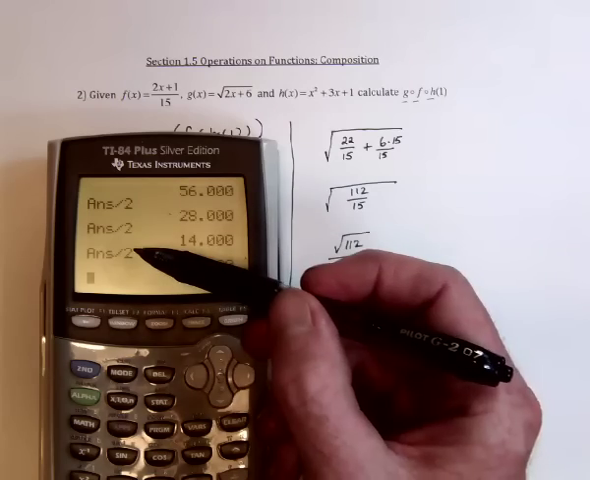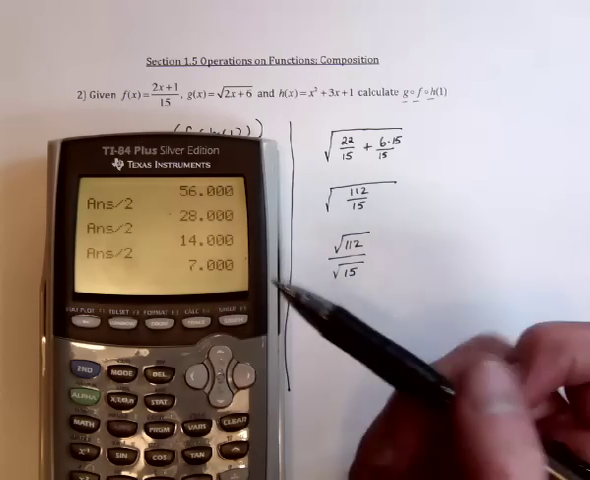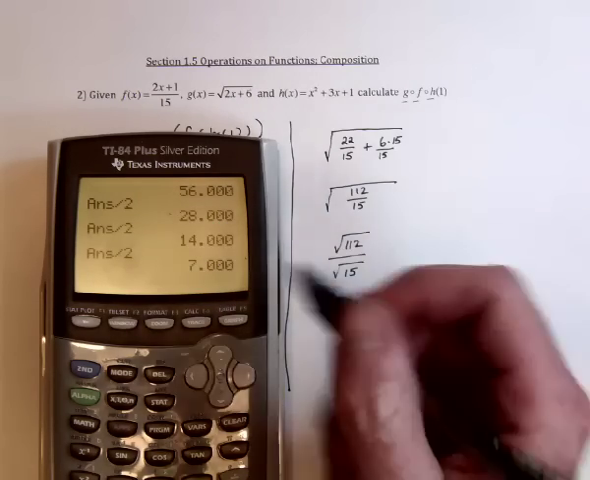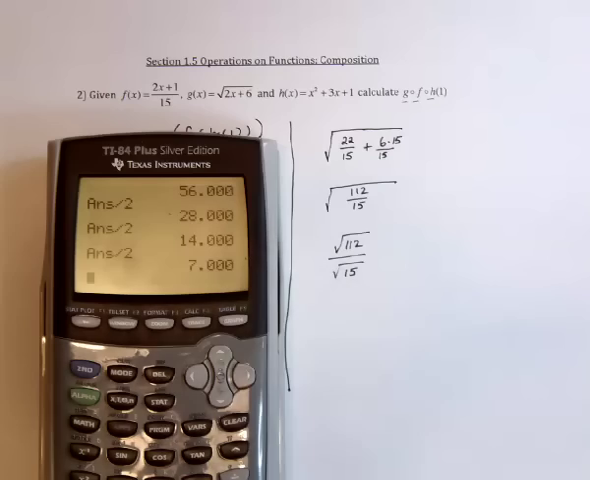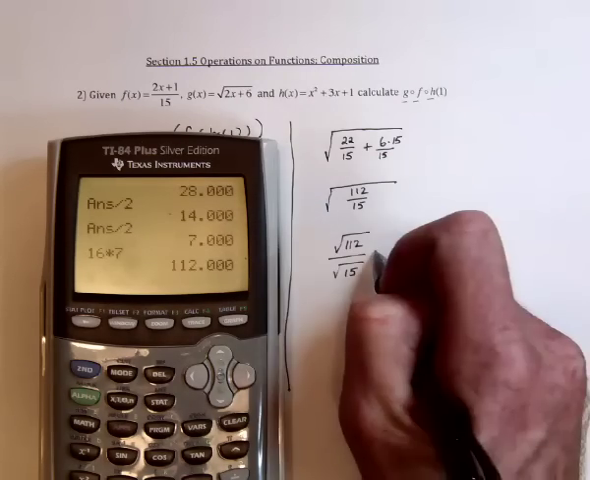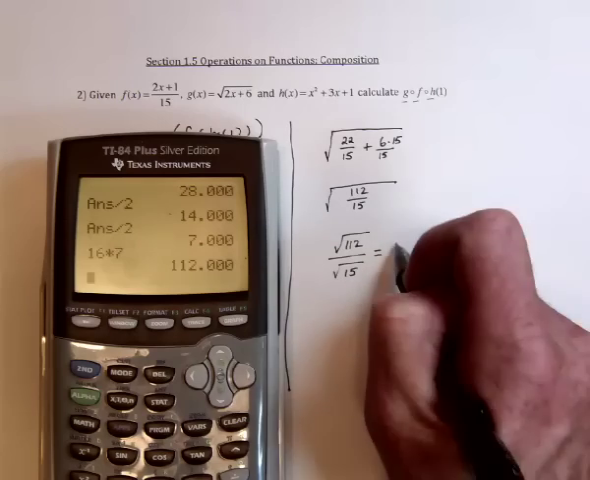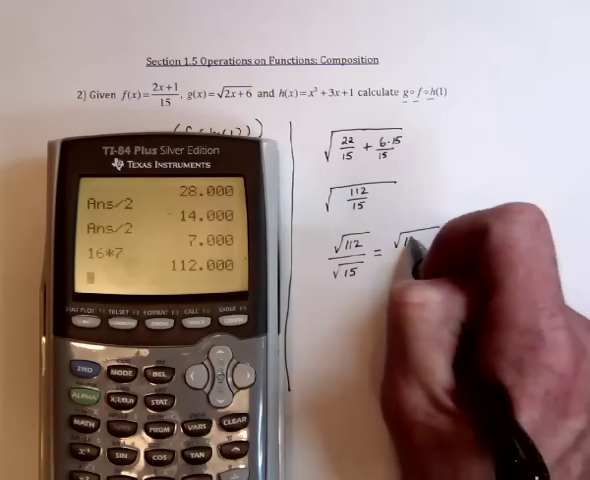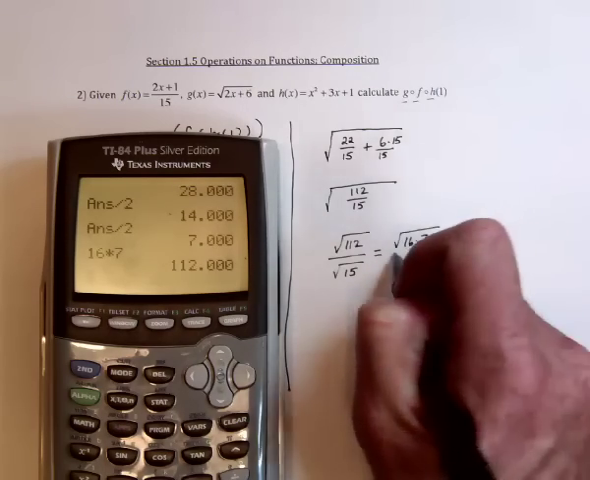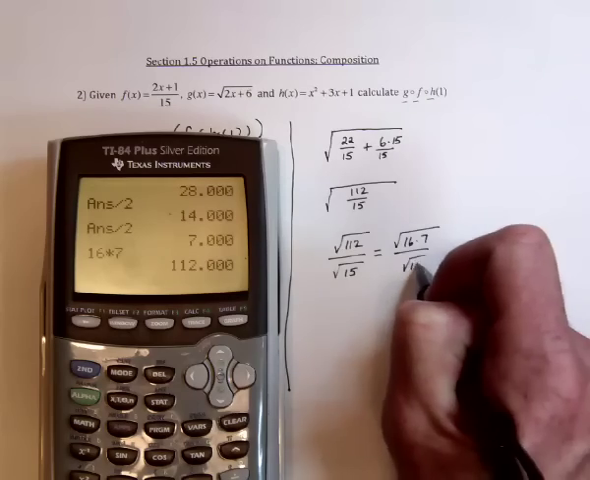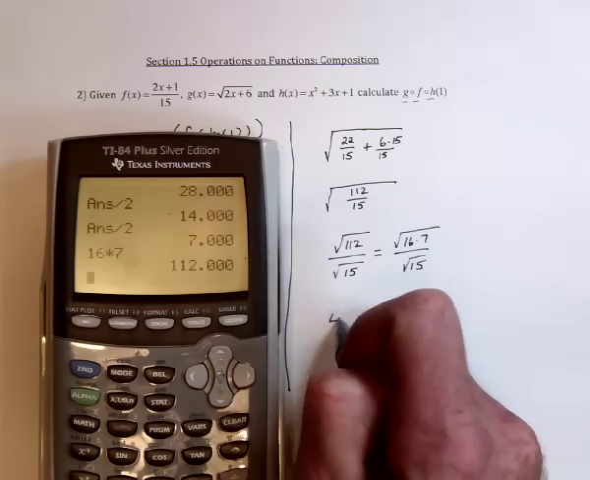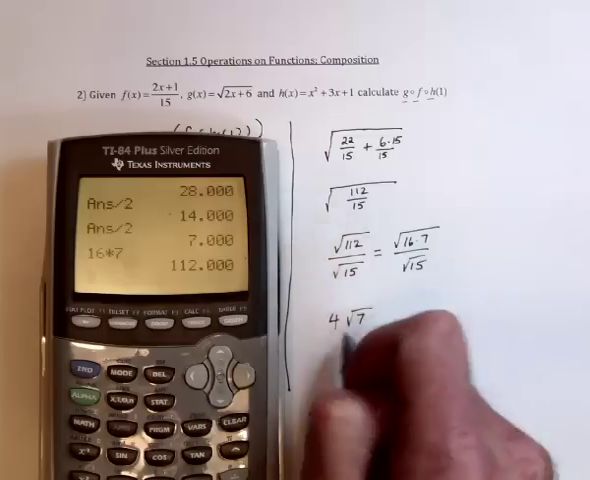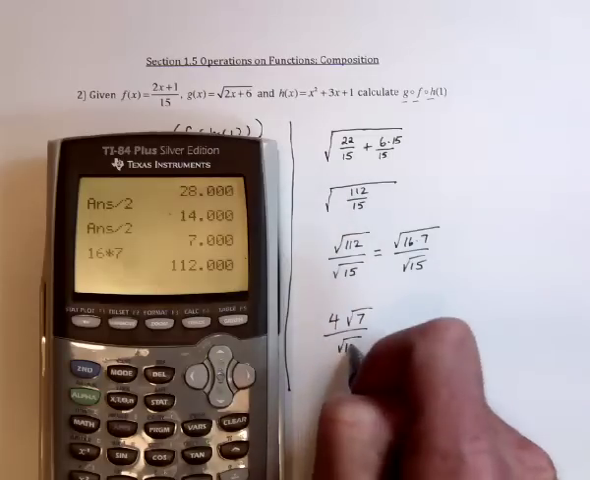So there were 4 times when I divided by 2. Or that's 2, 4, 8, 16. 16 times 7. Sure enough. So that's the square root of 16 times 7. And the square root of 16 is 4. So we've got 4 radical 7 over radical 15.